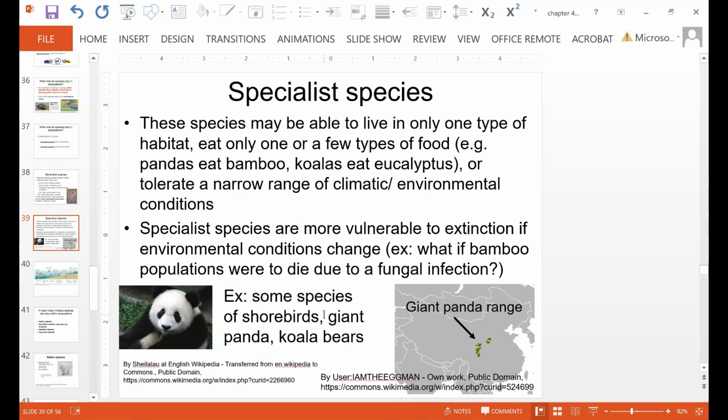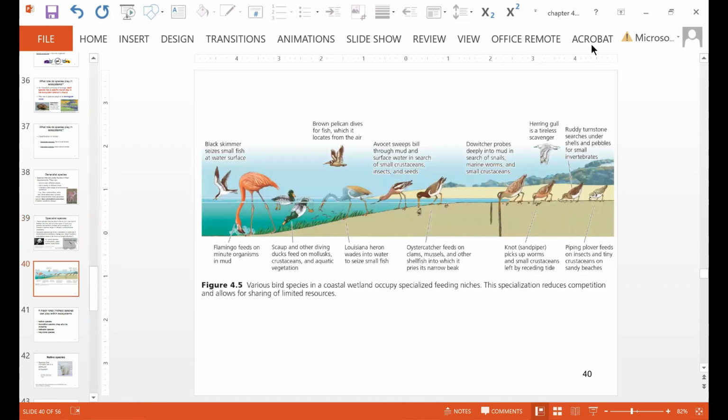Some species of shorebirds, giant pandas, and koala bears are specialist species. And here you see the range where giant pandas live is very small. Here we have various shorebirds in a coastal wetland area, and they have different feeding niches. So they live in and feed in very specific parts of a coastal environment.